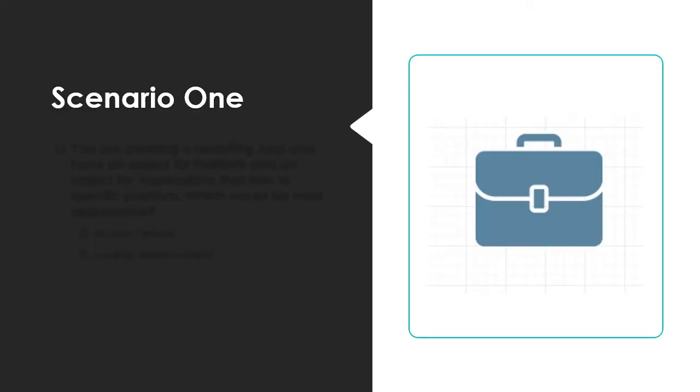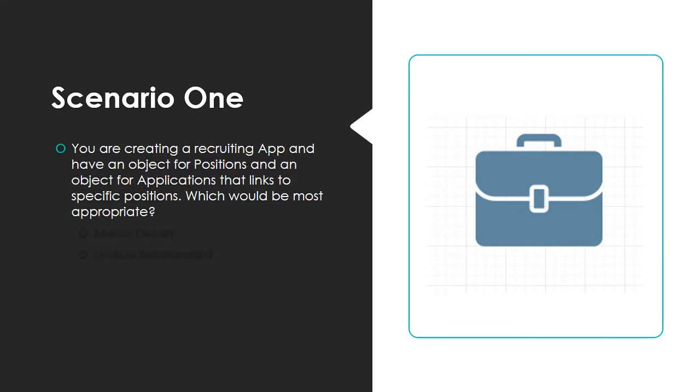So let's go over a couple scenarios and see if we can recommend the correct data model. So say you are creating a recruiting app and have an object for positions and an object for applications that links to a specific position. Which would be the most appropriate data model? A master detail or a lookup relationship?